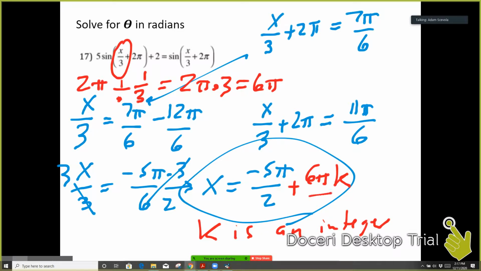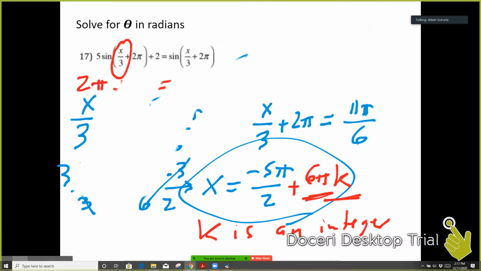Then you just add the period times k, where k is an integer, because if you think of the graph, that's how often it's going to repeat. So I'm going to write that down so I can make note of it later when I check our work. All right, I got to erase all this other stuff. Then we're going to solve this other equation here.